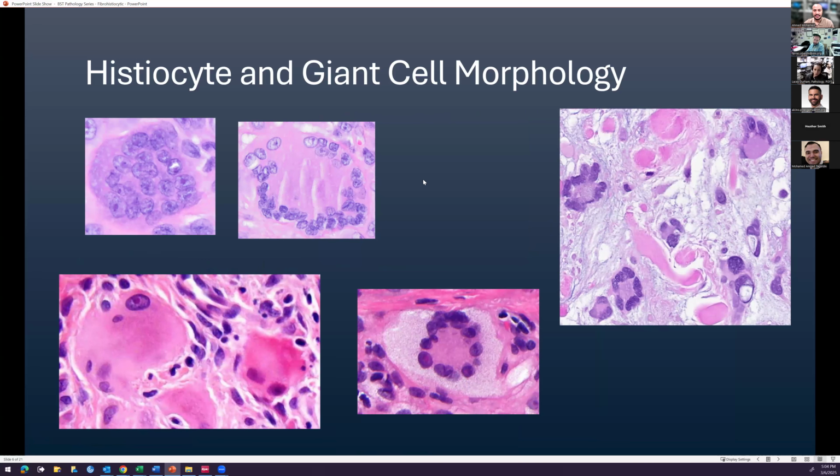Giant cells as well tend to have a lot of different morphologies too. Yeah, that's true. We've seen a lot of weird histiocytic things lately, haven't we, Heather?